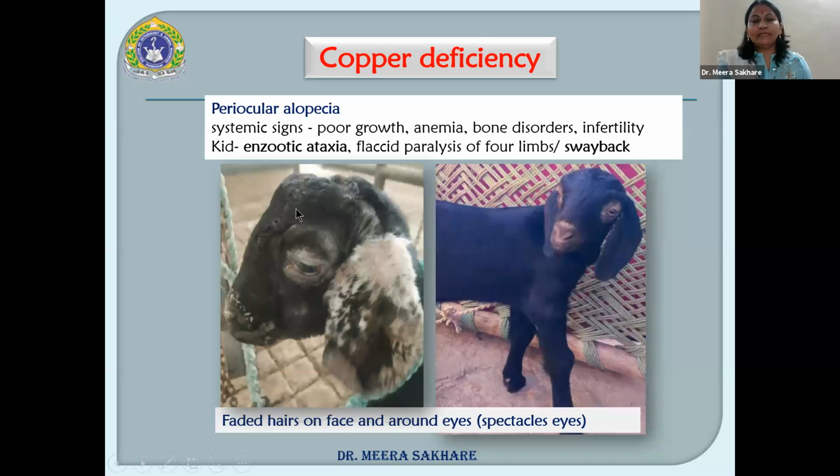In copper deficiency, we can find typical periocular alopecia, along with skin changes, because copper has an important role in the keratinization of the skin. Once there is a defect in keratinization, we can see thickening and alopecia. So in copper deficiency, we can see typical alopecic lesions around the eye, periocular alopecia, and around the muzzle or eyes.